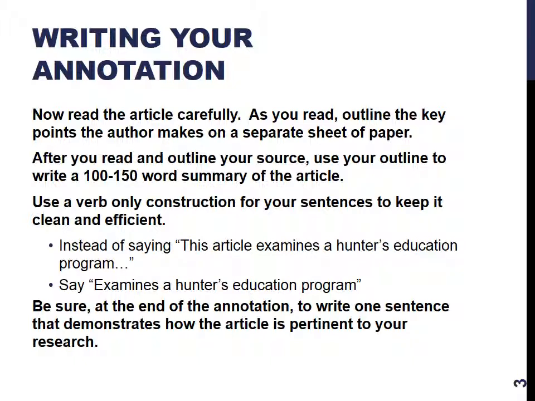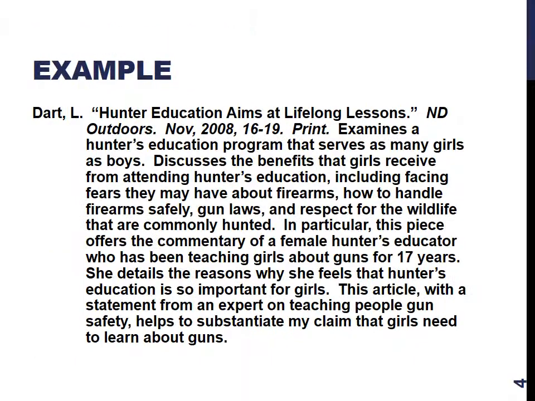If you're writing a summary of the article and it appears right after the reference, you don't need to say "this article examines" because it's obvious that this article examines. You just say "examines a hunter safety education program." So as you write your annotations, you use a verb-only construction on your sentences. Be sure at the end of the annotation to write 1 or 2 sentences that demonstrate why you chose this particular article, what makes it important in your research.